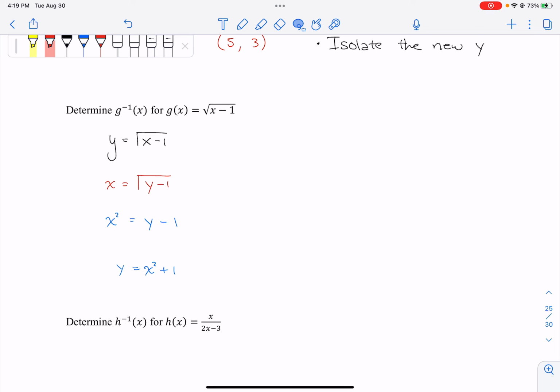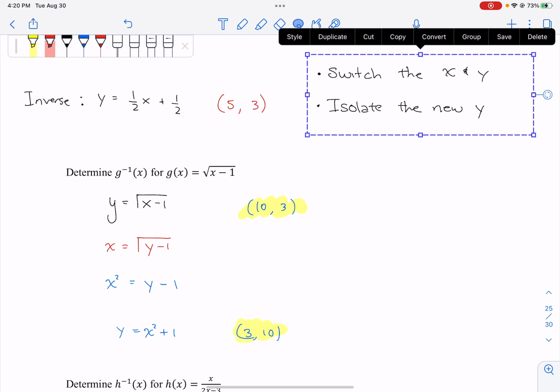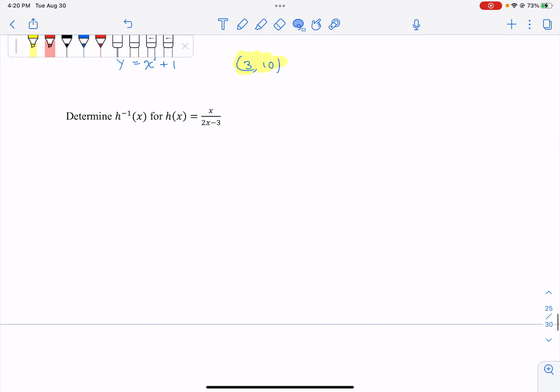And just to prove that this is actually an inverse, a point that exists on the original is, let's say, (10, 3). So this (3, 10) should exist over here, and if you do the math, yes, it does. Remember that it all boils down to two things. Switch the x and the y, and then isolate the new y.